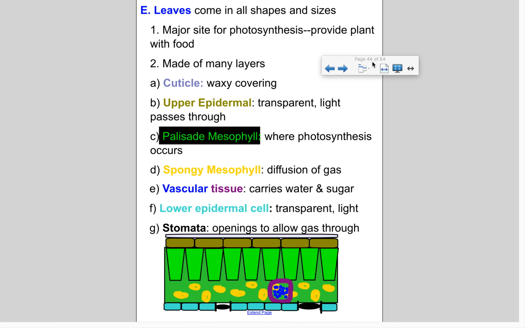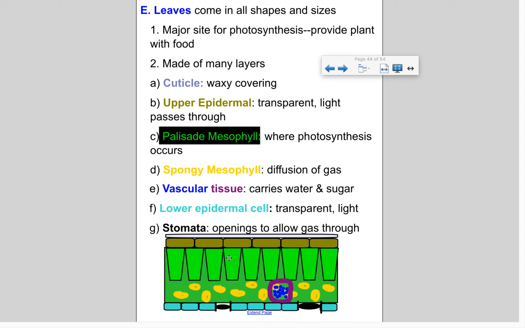So if you just take a look at my beautiful color-coded diagram here at the bottom, the cuticle is this, I don't know, periwinkle color at the very top. So remember, cuticle is the waxy covering so we don't lose water. Okay, plants don't want to dry out. It is transparent. It's like a clear wax, so sunlight can still shine through. And then we have an upper epidermal layer that is also transparent, where light travels through.